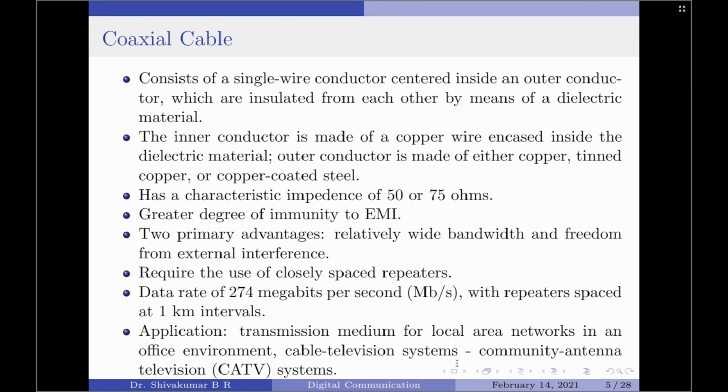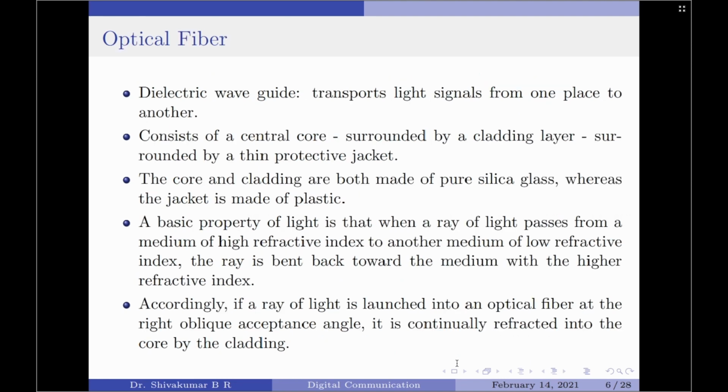A common application of the coaxial cable is as the transmission medium for local area networks in an office environment. Another common application of coaxial cables is in cable television systems, also known as community antenna television systems, or CATV. In this application, coaxial cables are used to distribute television, audio, and data signals from the head end to the subscribers. The head end is the central originating unit of the CATV system where all the signals are carried and then processed.